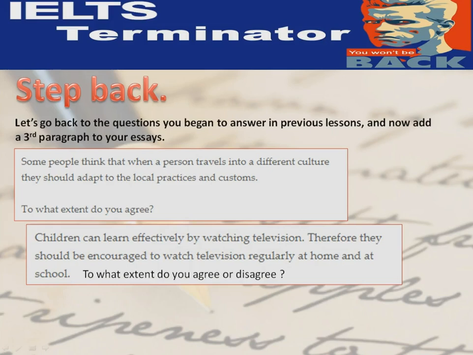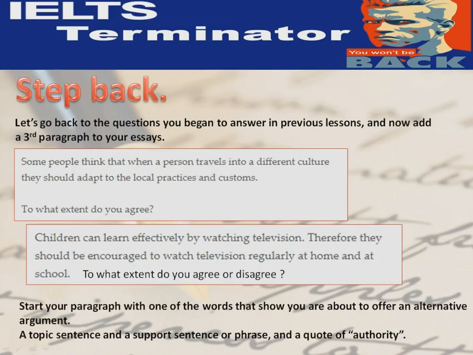And then do the same with this question. You already have your opening paragraph where you have restated the question in your own words and given an opinion. Then in your second paragraph, after leaving a blank line and an indent, you have argued for the proposition that children can learn effectively by watching television. Now, after leaving a blank line and an indent, it's time to add the paragraph where you argue that perhaps this is not correct.